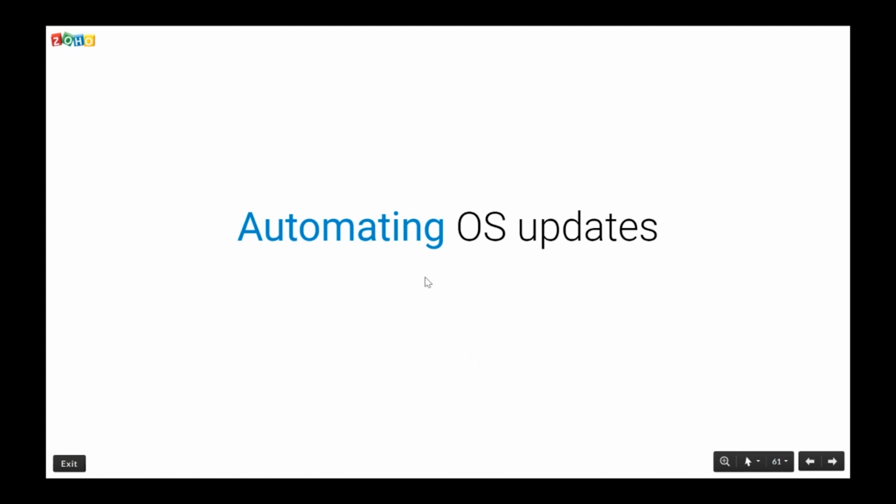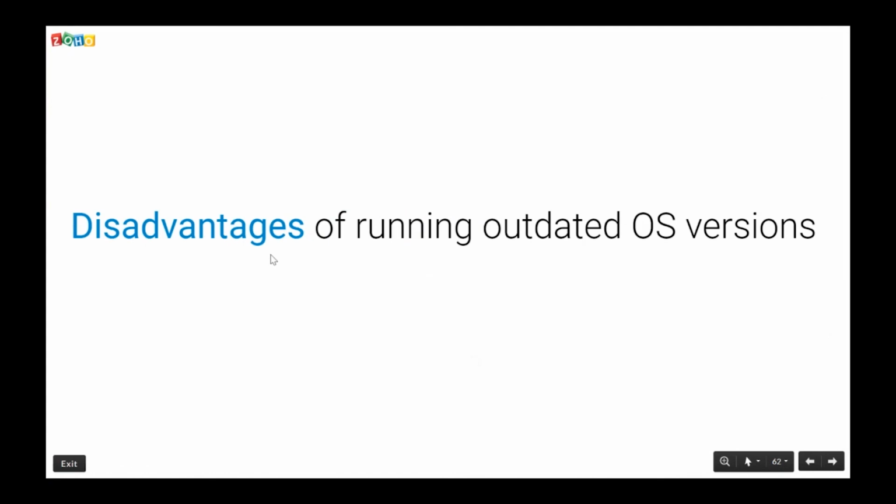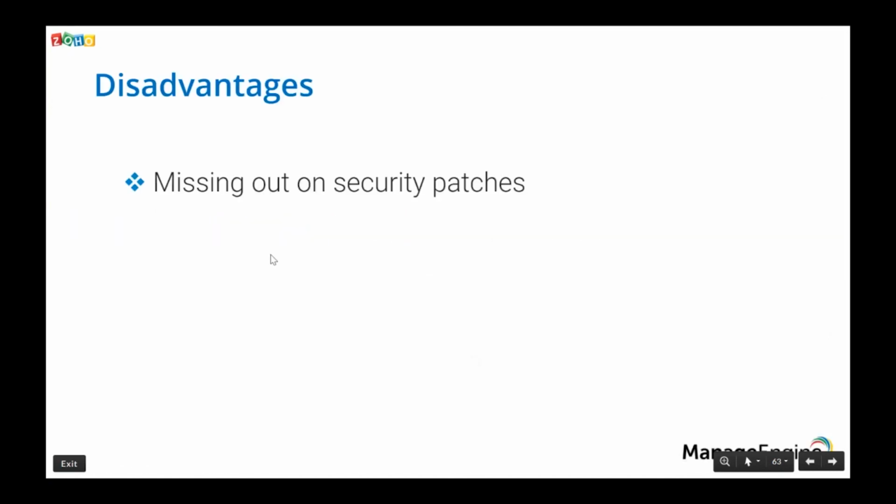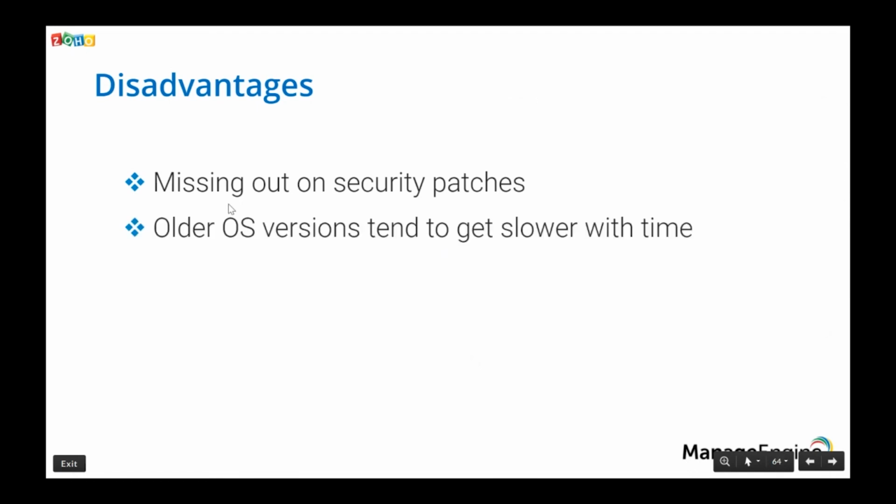So in this section, I will be talking about OS updates, which are very important for your mobile devices. So the disadvantages of running an outdated OS version. Firstly, you could be missing out on some important security updates. And also, the older your OS version is, your devices will tend to get slower with time.